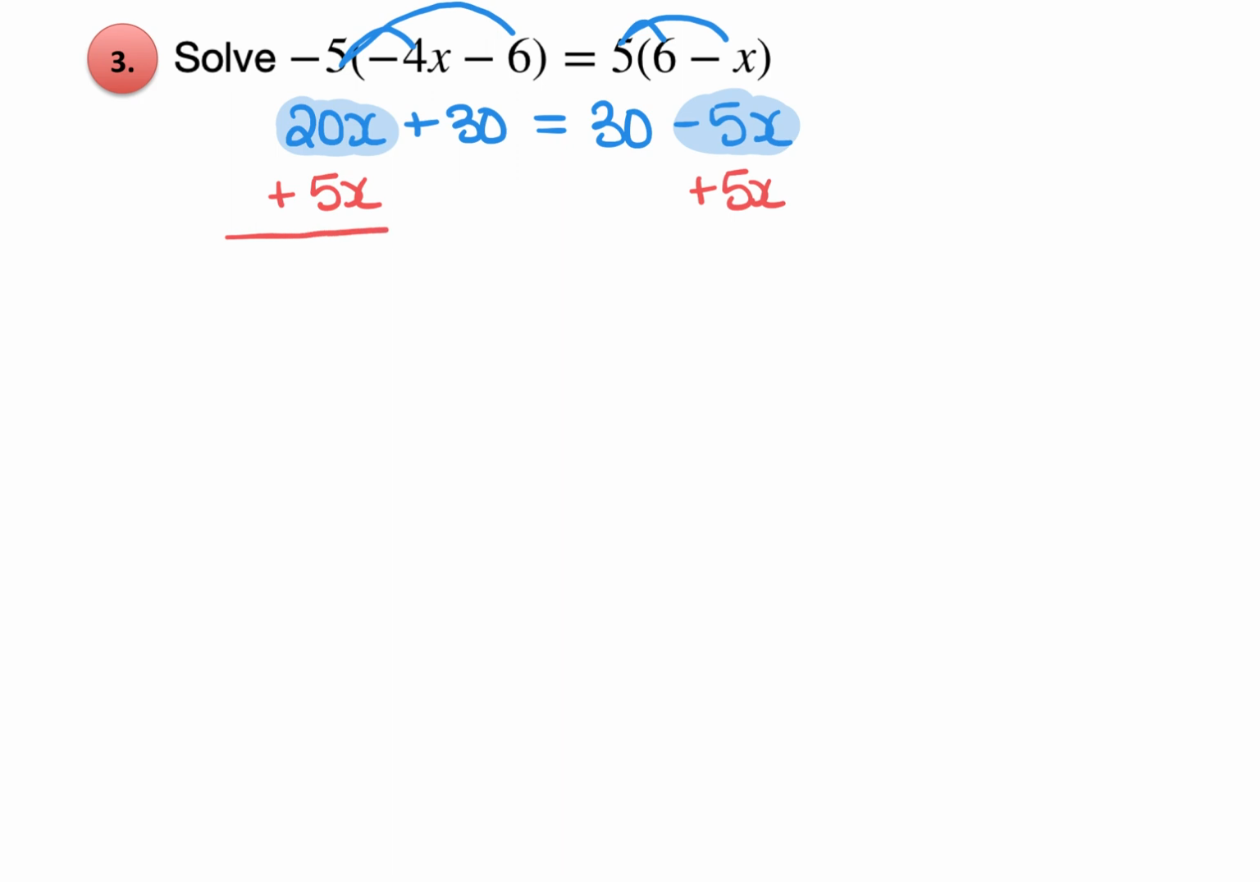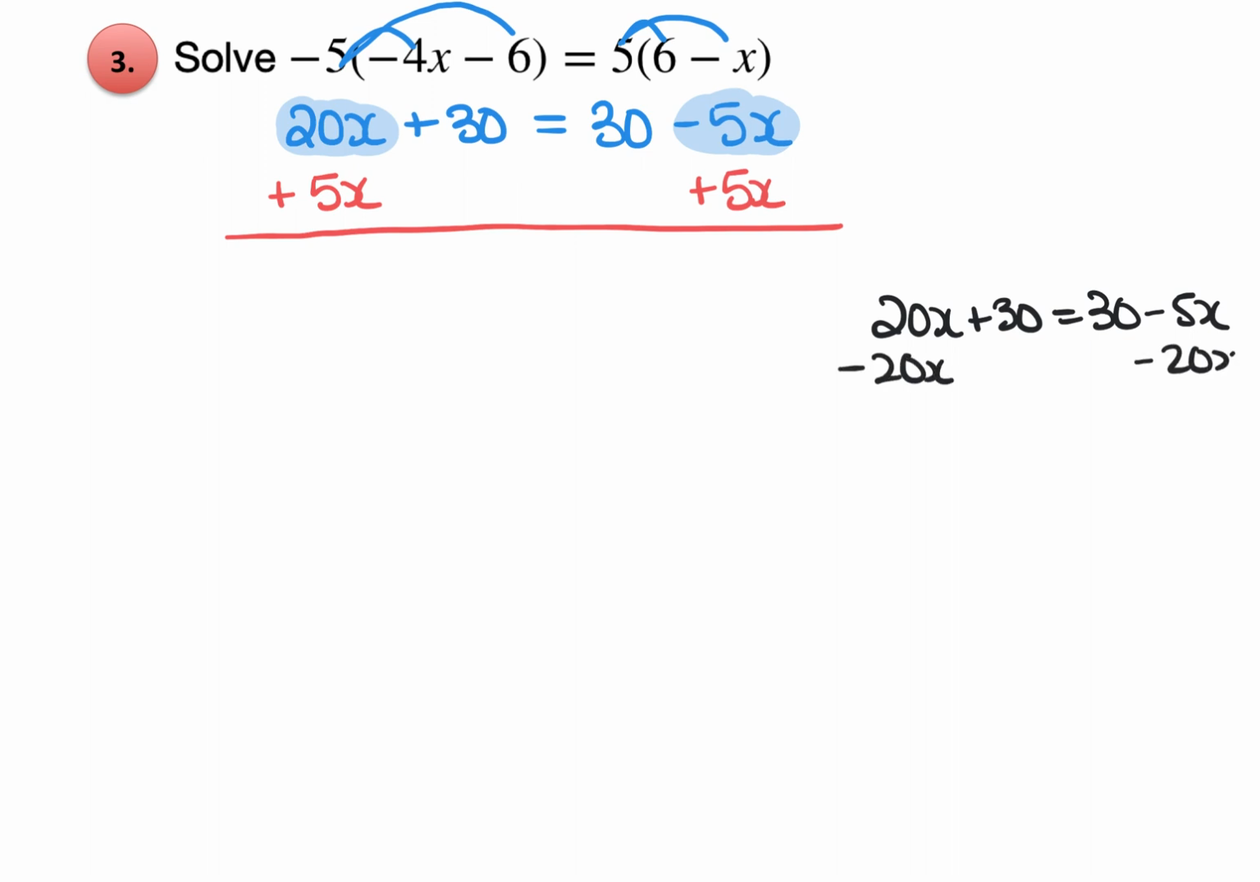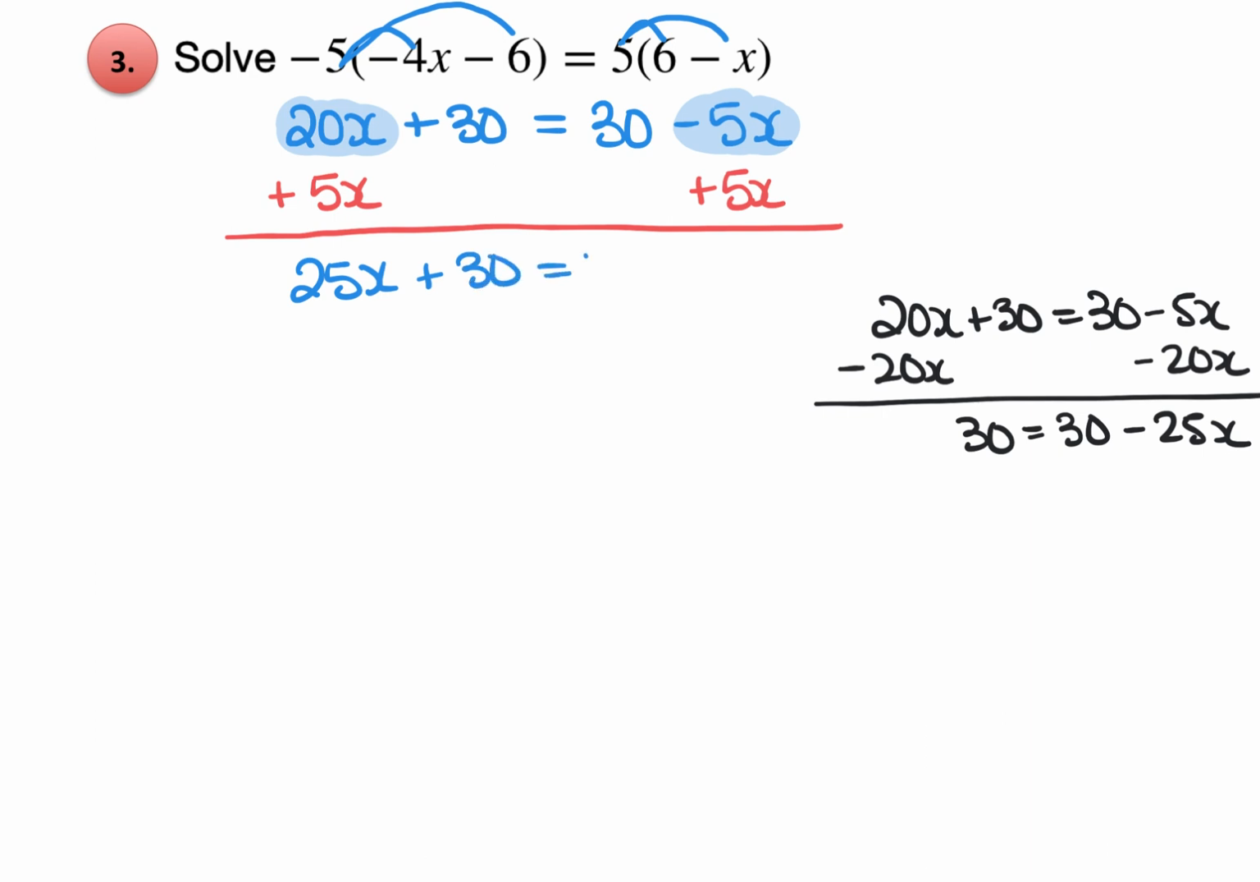Now the reason why I'm doing this is because I could do it the other way. I could have done, let's say I rewrote this again, I've got 20x plus 30 is equal to 30, take away 5x. I could have done take away 20x from both sides, and then I would have been left with 30 is equal to 30, negative 5, take away 20x is going to be negative 25x. And I could do it that way, which is perfectly fine. However, in the way that we've done it, we're going to have now 25x plus 30 is equal to 30.